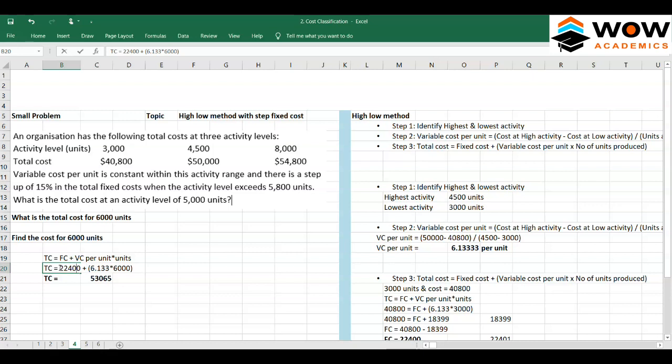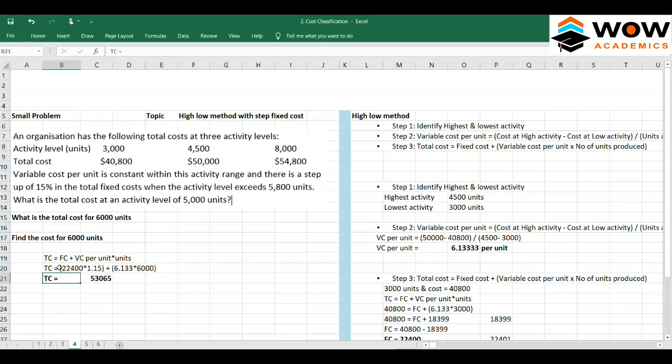The total fixed cost is 22,400. This 22,400 is up to 5,800 units. For every additional unit that you move, you have to pay an increased fixed cost. So how much is it? It is 15%, so we'll put it as 1.15. 1 means 100%, and this is going to be a 15% addition. Your fixed cost will go up.